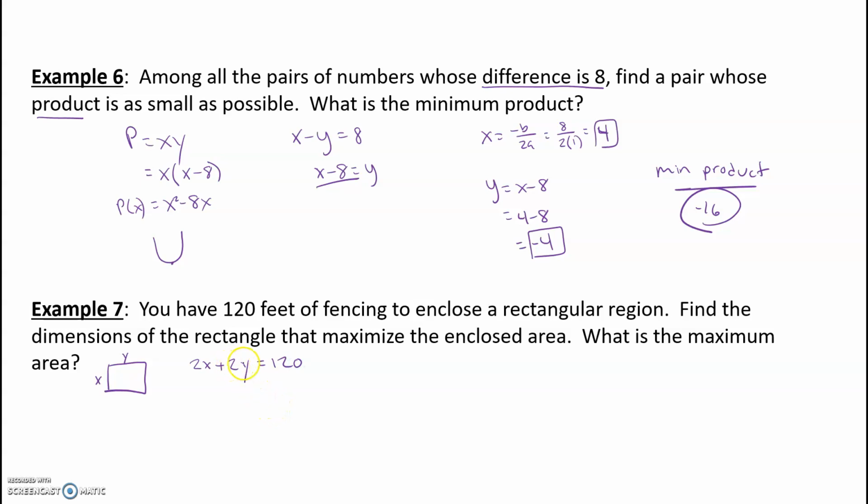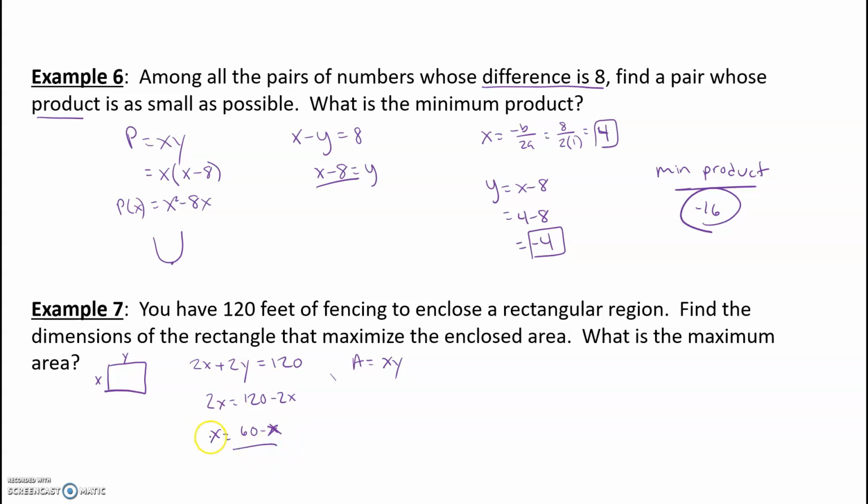And it says find the dimensions of the rectangle that maximize the enclosed area. So area would be length times width, right? In this case, x times y. So we're going to do that same thing. We're going to get y alone. So I have 2y. We're going to subtract 2x from both sides. And we're going to divide both sides by 2. So I got 60 minus x. That's an x.